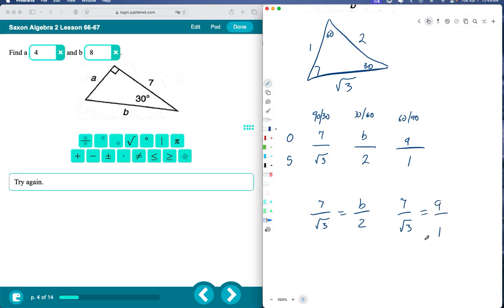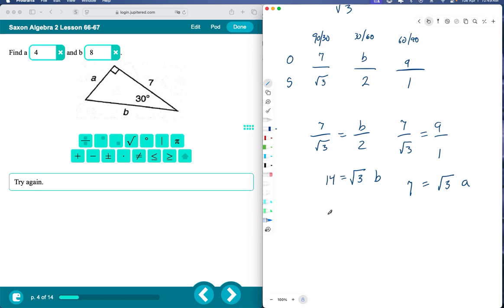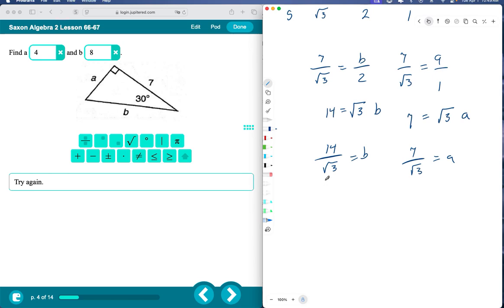So 7 is equal to the square root of 3 times a, and 14 is equal to the square root of 3 times b. So 14 divided by the square root of 3 is the value of b, and 7 divided by the square root of 3 is the value of a. We know good and well we can't have a square root of 3 in the denominator, so we're going to multiply both the numerator and the denominator by that. So we end up with 14 times the square root of 3 over 3 is the value of b, and 7 times the square root of 3 over 3 is the value of a.